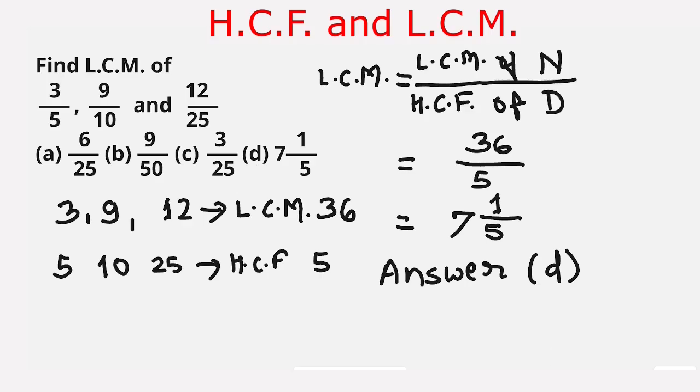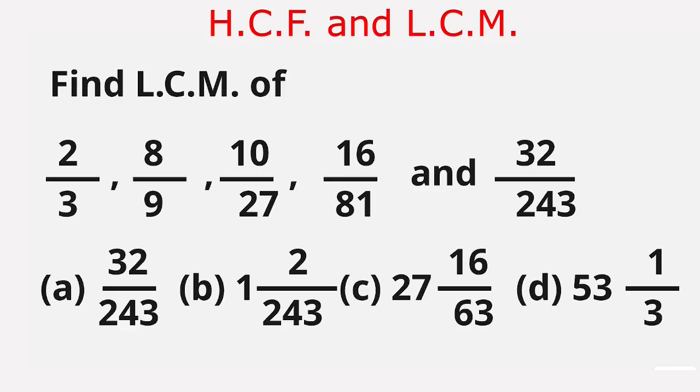I hope you have understood the method of solving such type of questions. We go to the next question. Our question is, find LCM of 2 upon 3, 8 upon 9, 10 upon 27, 16 upon 81 and 32 upon 243. The given options are option A, 32 upon 243, option B, 1 whole and 2 upon 243, option C, 27 whole and 16 upon 63, option D, 53 whole and 1 upon 3.